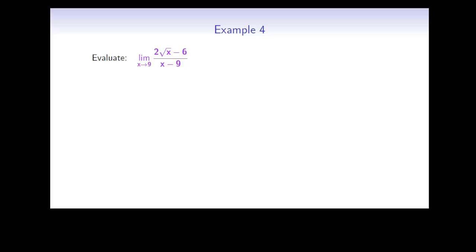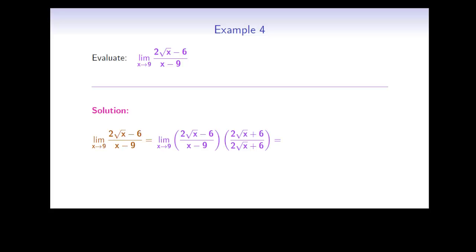Here we have the limit of 2 square root of x minus 6 divided by x minus 9 as x goes to 9. Notice that in this case we do have division by 0, so we need to somehow rewrite this expression. The trick in this case is to multiply top and bottom by the conjugate, 2 square root of x plus 6 divided by 2 square root of x plus 6. We're not changing the value of this fraction because we're multiplying top and bottom by the same expression.